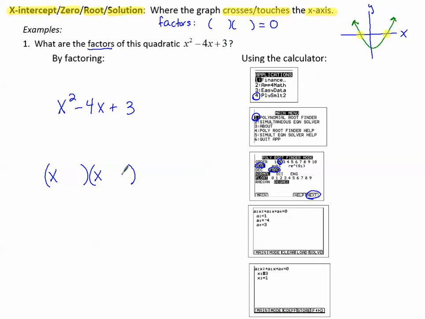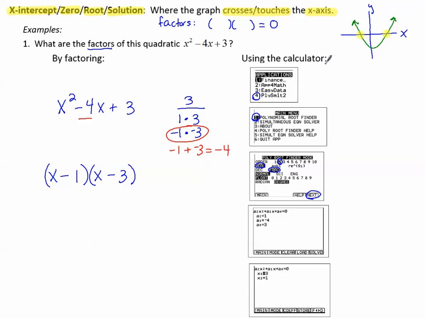Then, for the last terms, we think what multiplies to make 3, like 1 times 3 or negative 1 times negative 3, but adds up to make negative 4. So this pair does that because negative 1 plus negative 3 is negative 4. So our factors are x minus 1 and x minus 3.